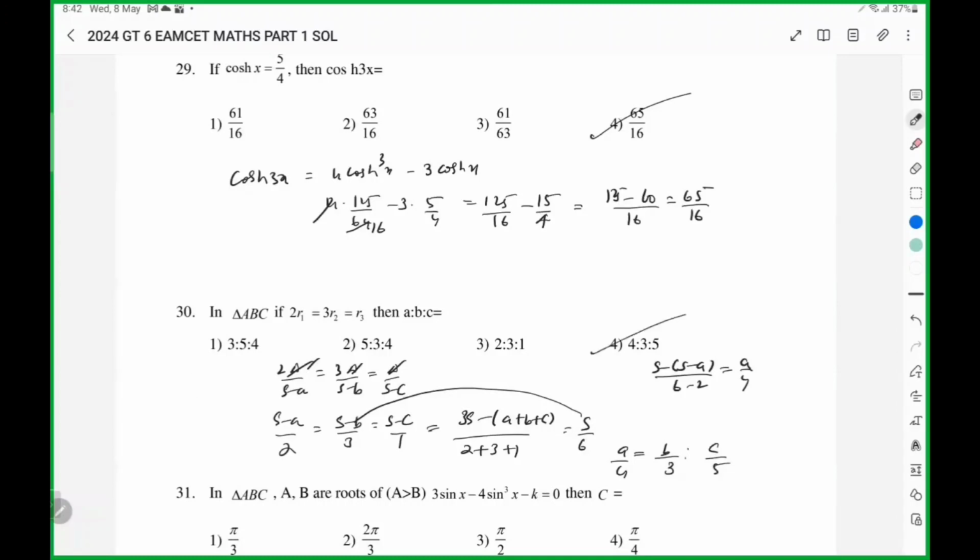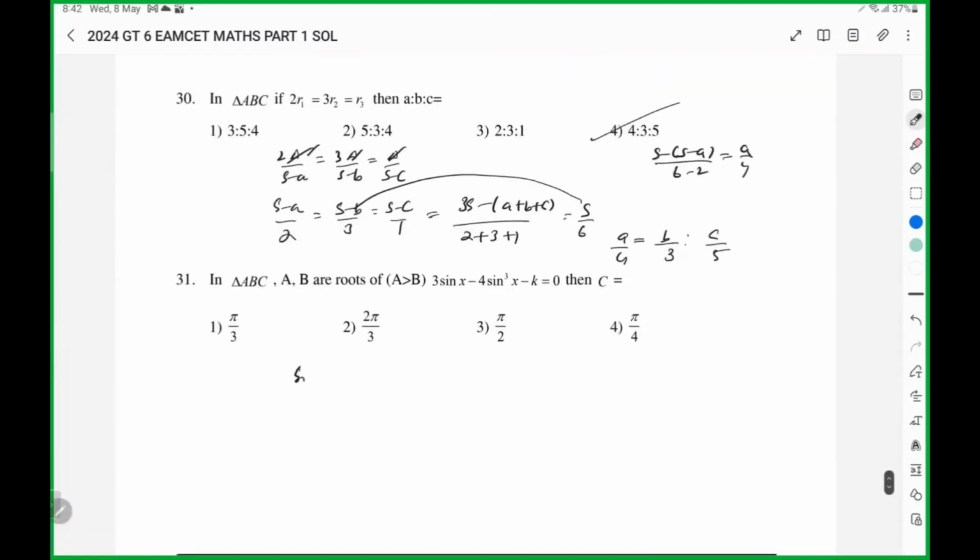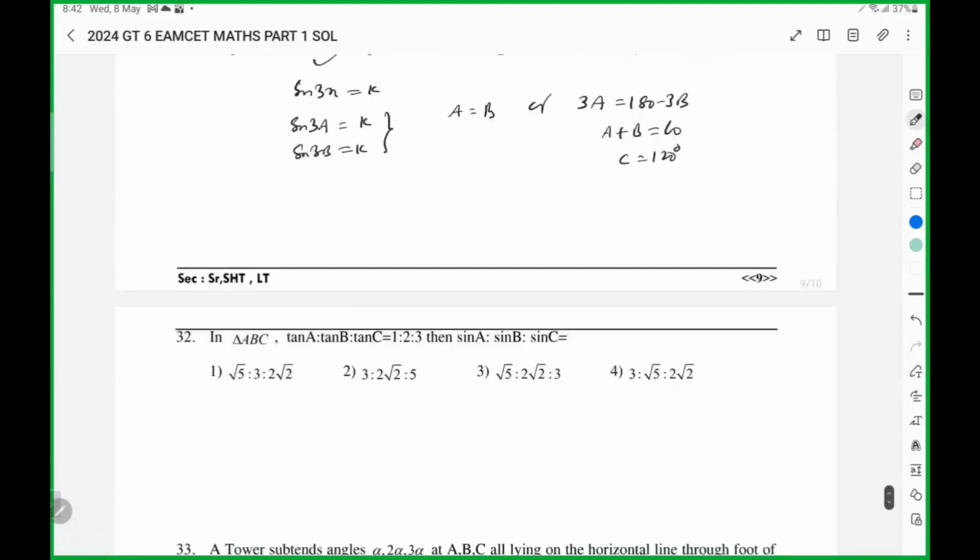3 is to 5. Sin 3x is k. A, B are satisfied. Sin 3a is k, sin 3b is k. So A equal to B, but he told A greater than B. 3a is 180 minus 3b. A plus B will be 60. C here is 2 pi by 3.